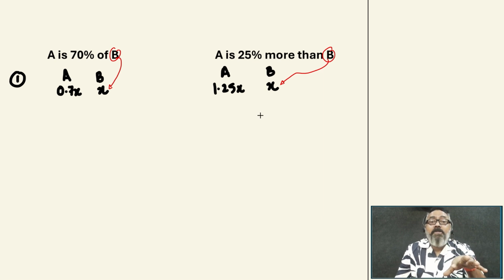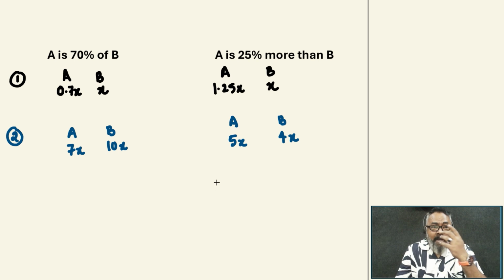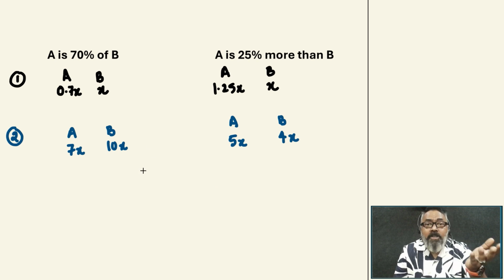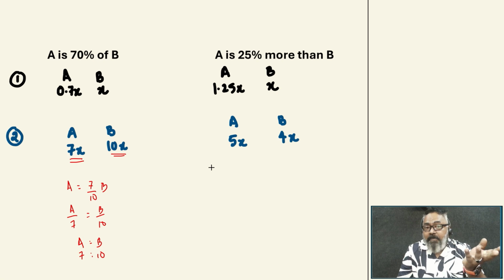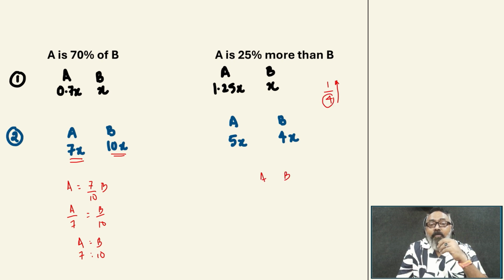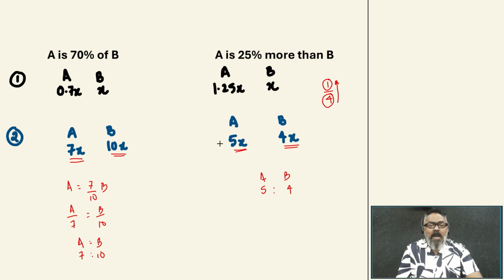But there is another way to represent the same data, which is this. Right, which is kind of representing this using ratios. If A equals 70% of B, that would mean 7 by 10 of B, or I can say that A by 7 would be equal to B by 10, or simply that A is to B is 7 is to 10. So if B equals 10x, A would be equal to 7x, right? Or if I say A is 25% more than B, 25% would be 1 by 4 more. So if B is 4, then A is 1 more than B, which is 5. 5 is to 4, or if you like, 4x and 5x. And I would say these two are the same thing, but why is this different?